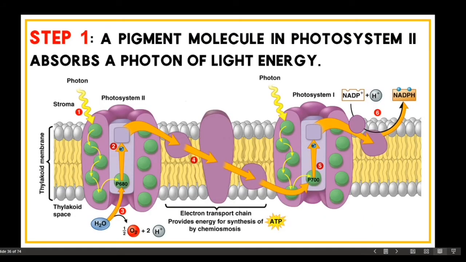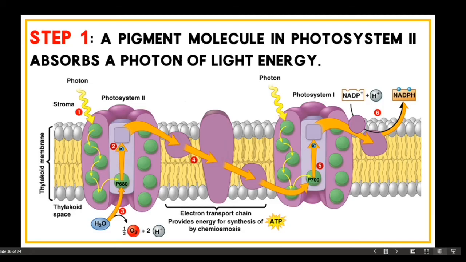Now, for the non-cyclic electron flow, the first step is the absorption of photons via the pigment molecules in photosystem 2. As you can see there, the photons are being absorbed by the chlorophyll molecules. What is involved first in the flow is photosystem 2. Photosystems are named based on their sequence of discovery. So, photosystem 1 was discovered first, while photosystem 2 was discovered next. But again, photosystem 2 is the one involved first in the process.